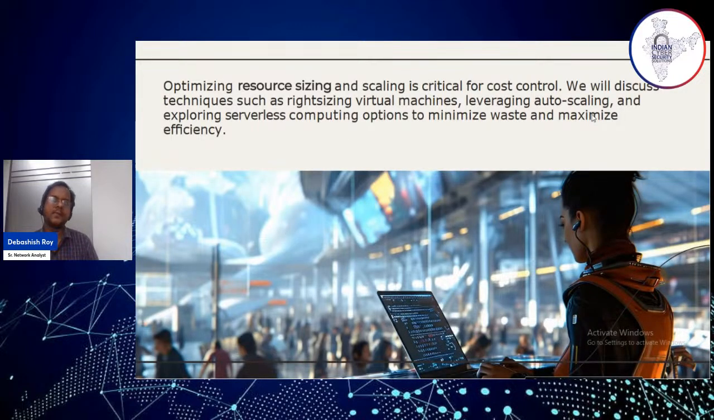Optimizing resource sizing and scaling, that is auto scaling, which I've already told you is very critical for cost control. We'll discuss techniques such as right sizing virtual machines, leveraging auto scaling, and exploring serverless computing options to minimize waste and maximize efficiency.